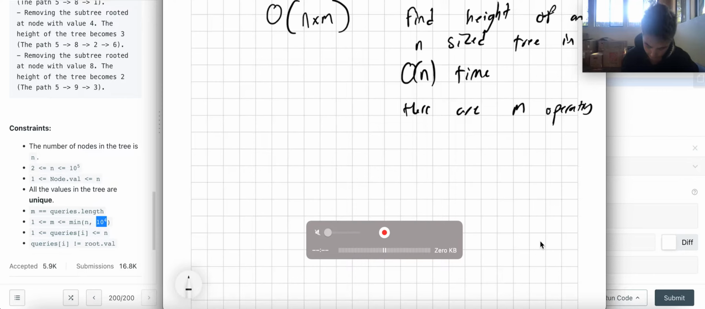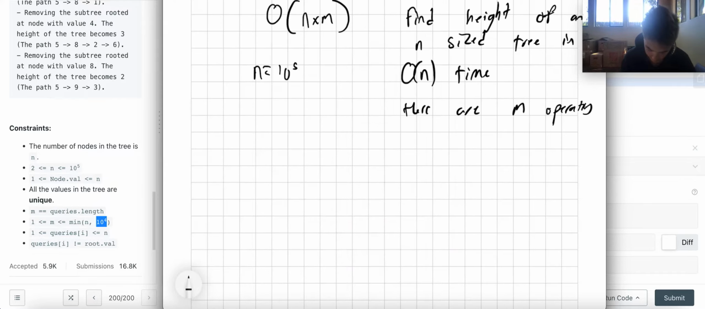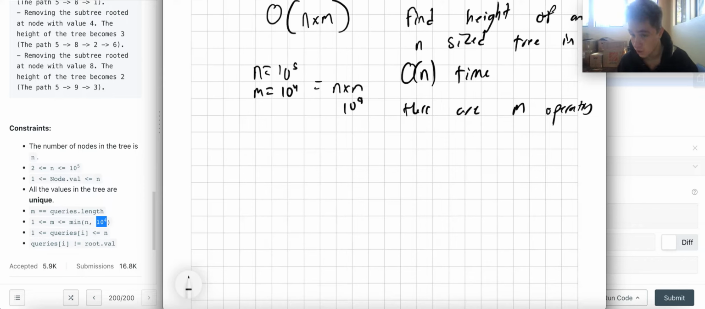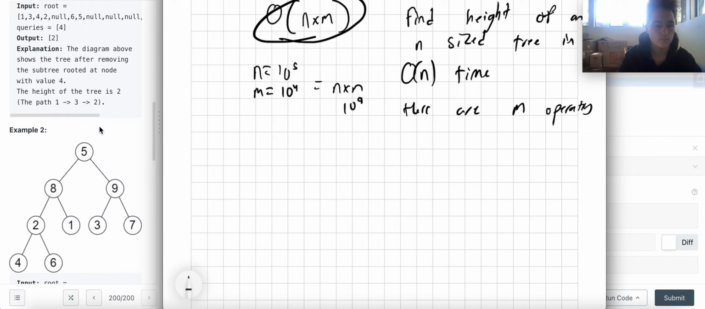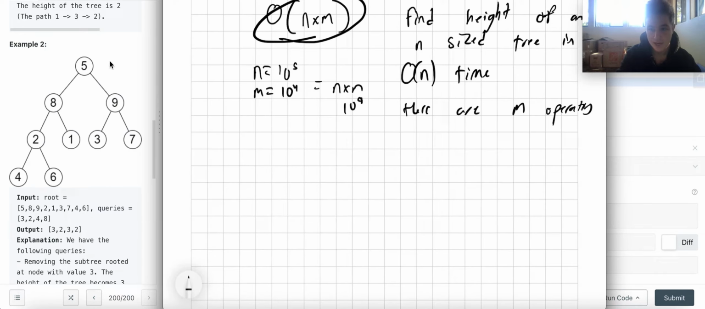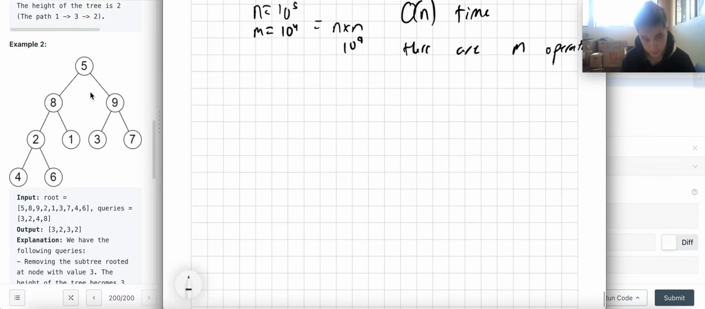Okay, so we're going to be looking at n equals 10 to the 5, right? And m equals 10 to the 4. So that's going to be n times m, 10 to the 9 operations. That's probably going to be way too slow. So we need to think about a different way of doing this such that we don't have an O of n times m runtime. Okay, so let's just draw this example and play around with it a little bit and see if we can use our intuition to find something that's a bit faster.